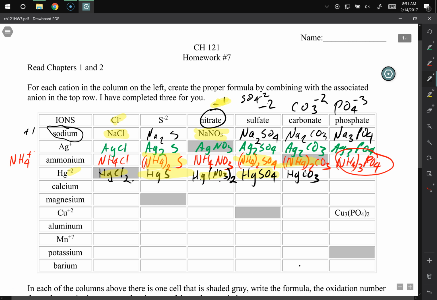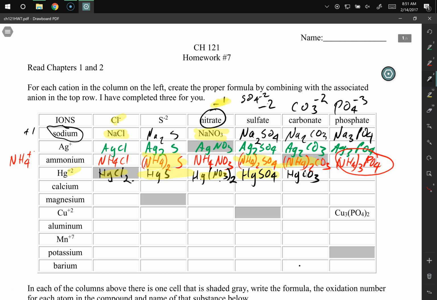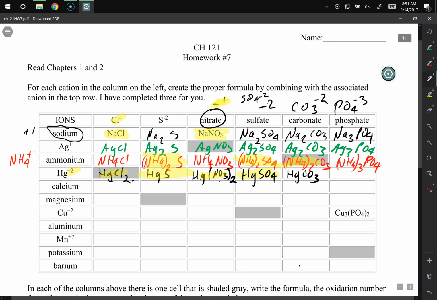So the one with the sulfate, what's that one's name? Mercury 2 sulfate. Every single time I have to say mercury 2 sulfate because its charge could be 2 or 1. How about the next one with the carbonate? Mercury 2 carbonate. Okay, and then the last one, what's the formula going to be? Hg3(PO4)2.